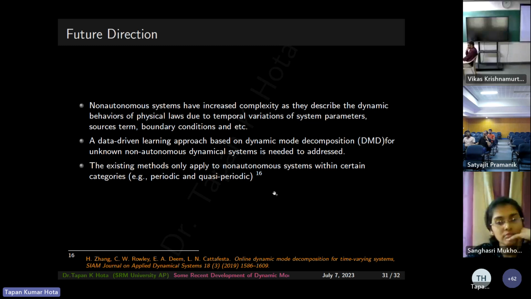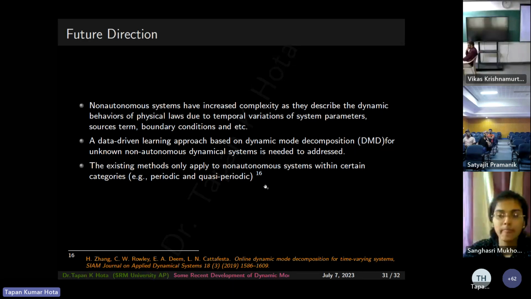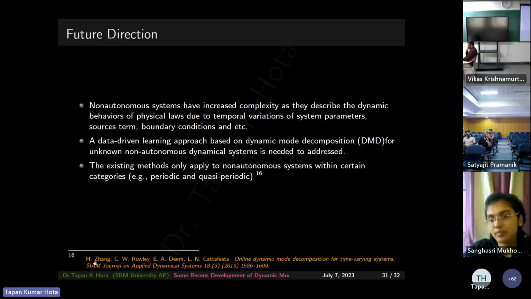This particular viscous fingering is a transient phenomenon, which means the underlying system is a non-autonomous system. It is required that the physical laws, due to these temporal variations, be addressed properly, or accommodated in DMD. DMD has a lot of potential, but a data-driven learning approach using DMD for a non-autonomous system is really a big deal. A few approaches have been successfully done, but only for periodic or quasi-periodic systems. This is the paper by Zhang in 2019 in SRM.